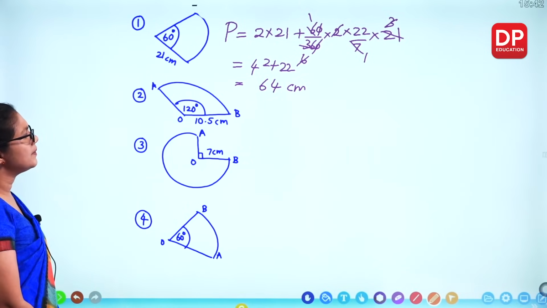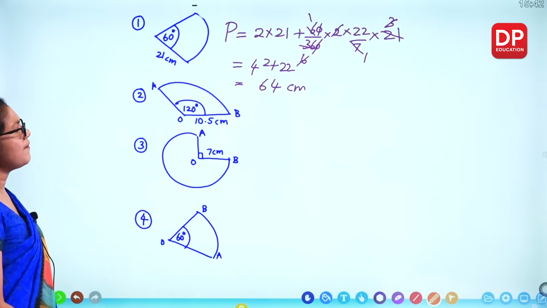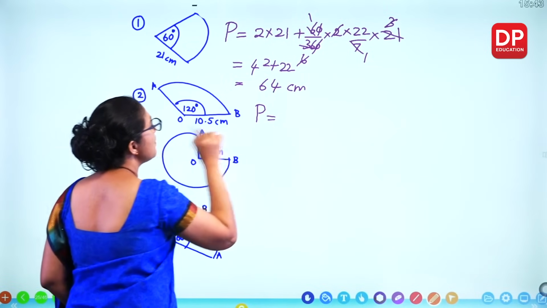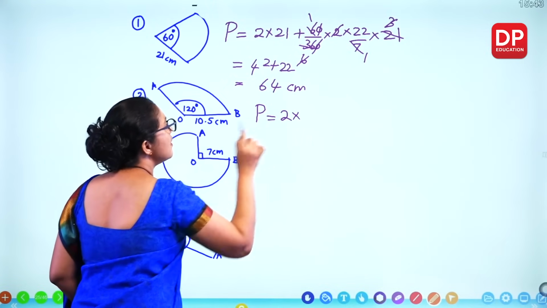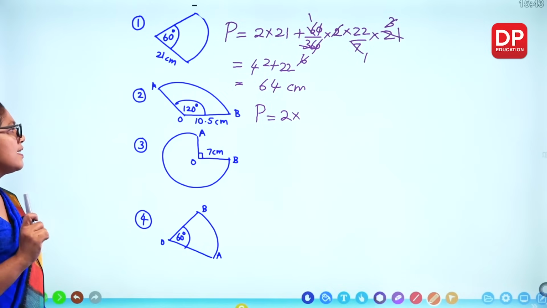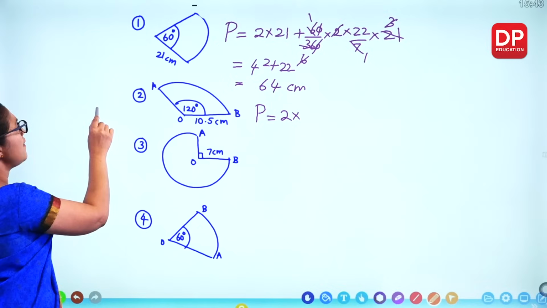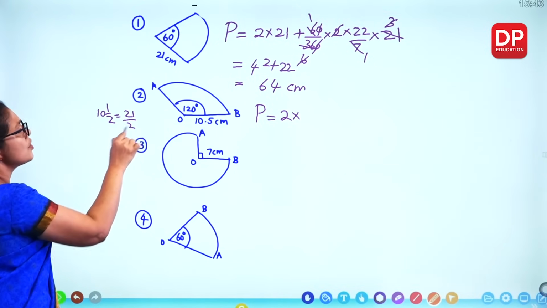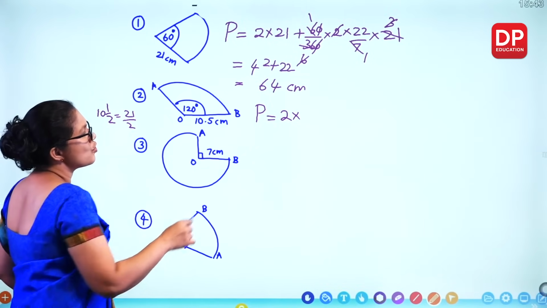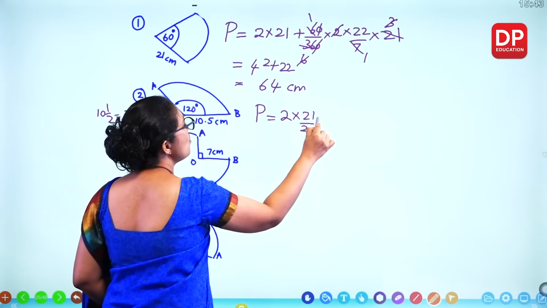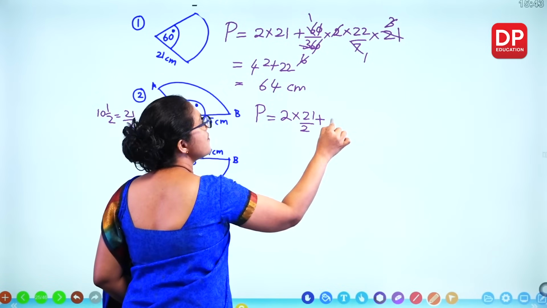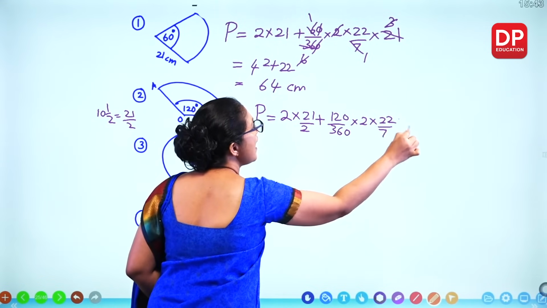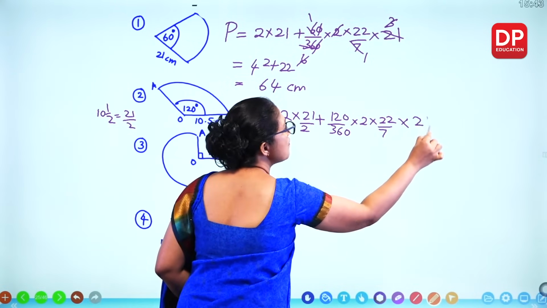Now take the next example. The radius is 10.5 and the angle is 120. Here you can use the perimeter formula. Double of r. I told you it's easy to use the fraction instead of 10.5. What is 10.5? 10 and a half, and when you write it as an improper fraction, this is 21 over 2. So we'll use 21 over 2. Double of r, 2 times 21 over 2, plus angle 120 over 360 into 2, pi value 22 over 7, and what's the r value? r value is 21 over 2.